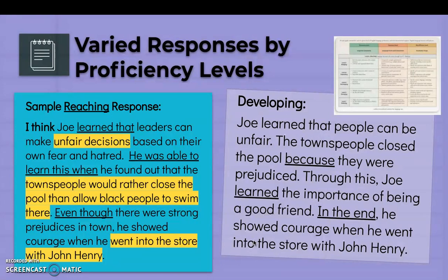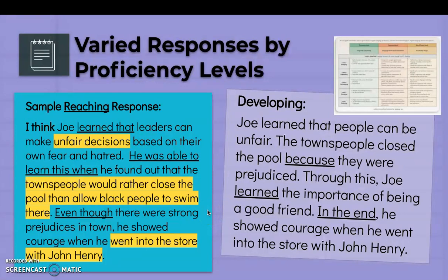Do you see some compound sentences? Here's one. The townspeople closed the pool because they were prejudiced. The townspeople closed the pool, that's an independent clause. They were prejudiced, that's another independent clause. These two independent clauses are joined with the conjunction because.